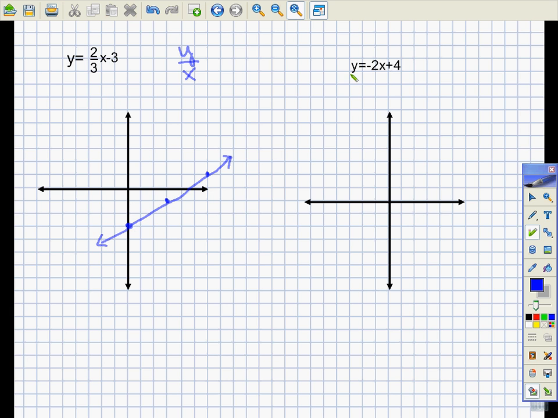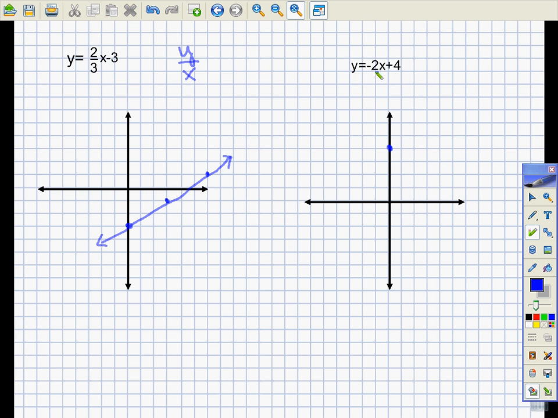Here's the situation. I got y equals -2x plus 4. Well, again, the most important thing we need to know right now is it crosses at positive 4 on the y-axis. So 1, 2, 3, 4. There's a plot. And I see that I've got -2.